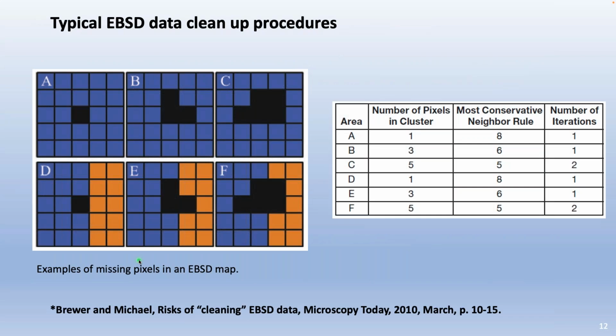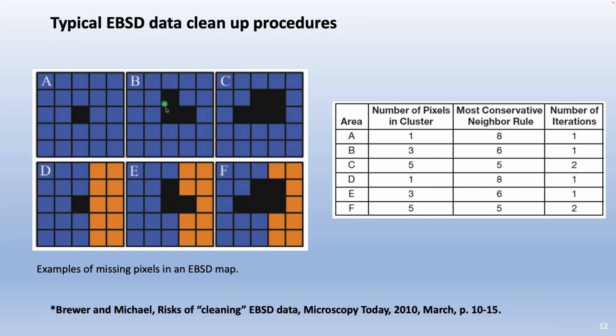For example, here are some examples of what you might do with data cleanup. Here's an example where there's one missing pixel in a sea of blue pixels. If you use the 8 nearest neighbors, and when we say 8 nearest neighbors, we're talking about 1, 2, 3, 4, 5, 6, 7, 8 nearest neighbors, I have no problem if you fill this pixel in with the blue color. I think that's totally defensible.